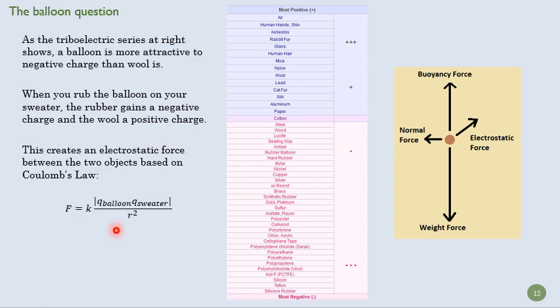And so here we can write our Coulomb's law: our Q of the balloon and our Q of the sweater, divided by the distance between them squared. And that's how the electrostatic force works in that particular situation. So that's what we mean when we say static electricity.